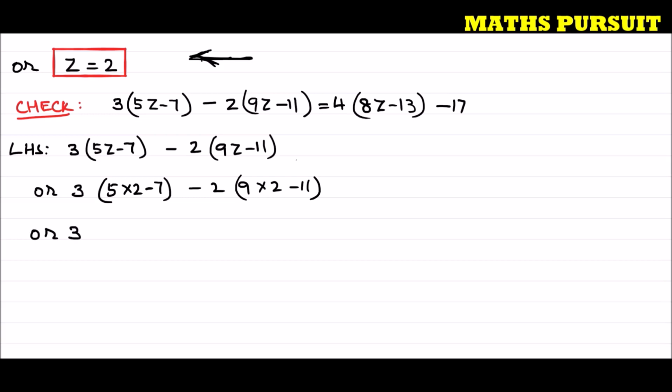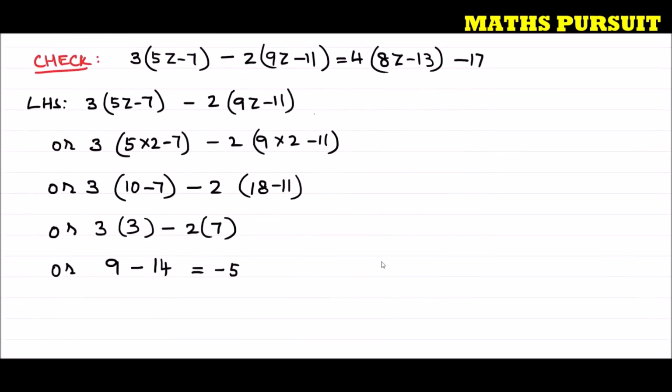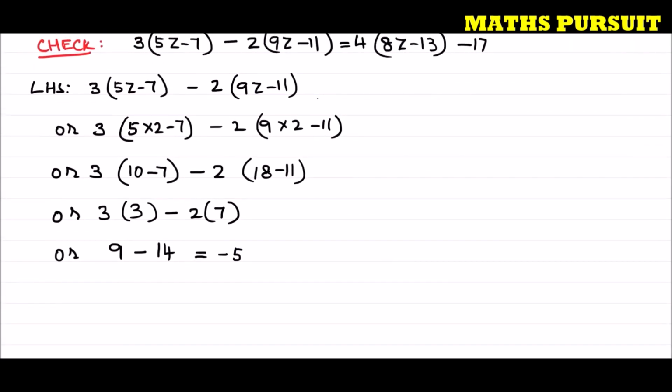Or I can write 3 into 5 twos are 10, 10 minus 7, minus 2 into 9 twos are 18 minus 11. Or I can write 3 into 10 minus 7 is 3, minus 2 into 18 minus 11 is 7. Or I can write 3 3s are 9 minus 14, that is equal to minus 5. So for the left side of the equation, we got minus 5. So I can write LHS is equal to minus 5.